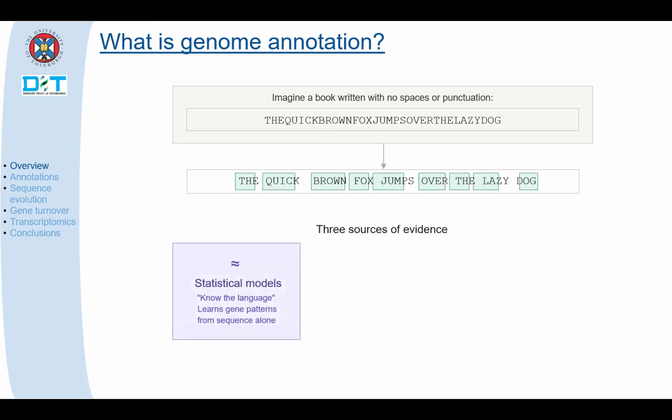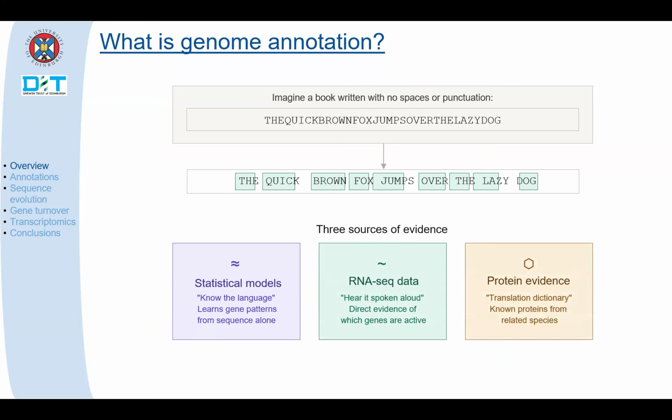So there are three sources of evidence you can use while annotating a genome. First is the statistical model, which is trained on known gene structures, like learning the grammar from previously known genes, and then used to annotate another genome. Second is the RNA-seq evidence, which directly shows you which regions of the genome are being transcribed. And third is the protein sequences, which tell you which are the conserved coding regions in the genomes.